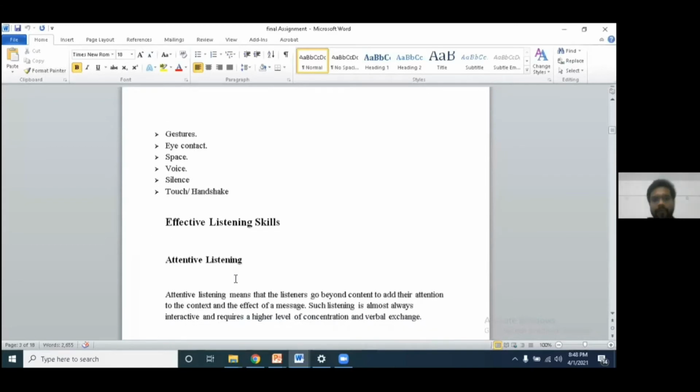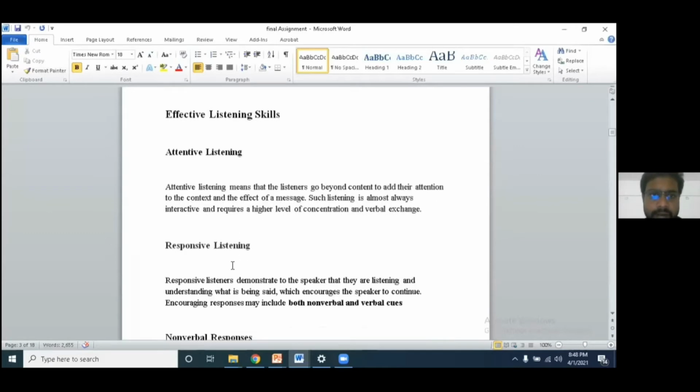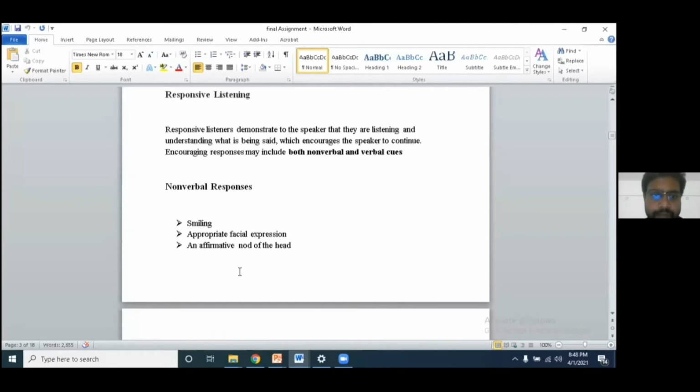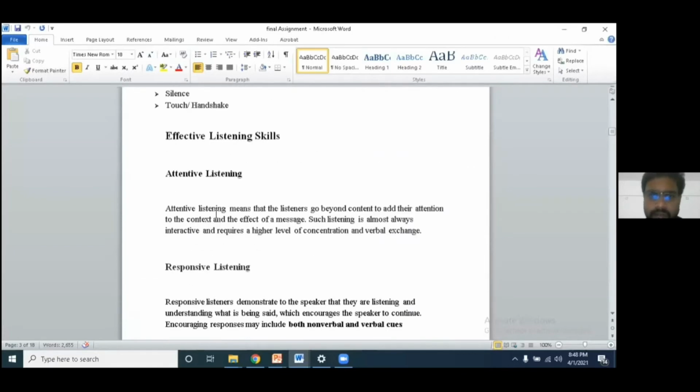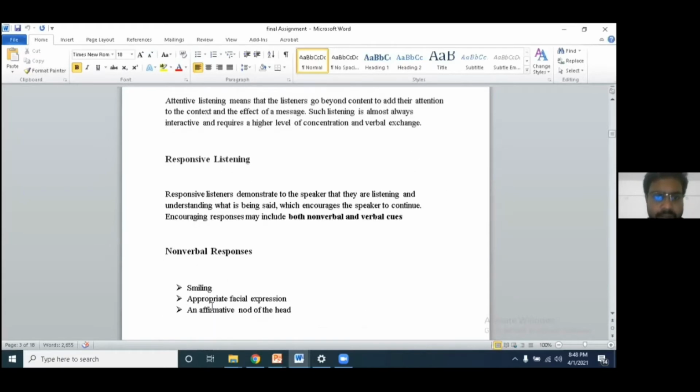Then coming to listening skill. I will not elaborate on that today because listening is a huge topic. Just to showcase it: effective listening skills are alternative listening, attentive listening, responsive listening, and nonverbal responses.